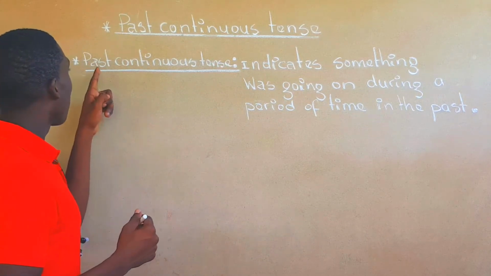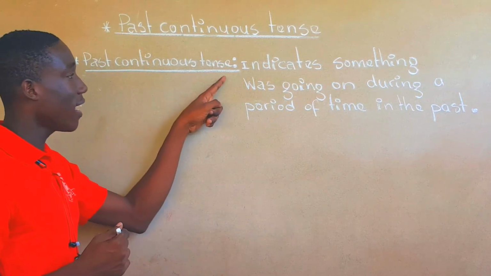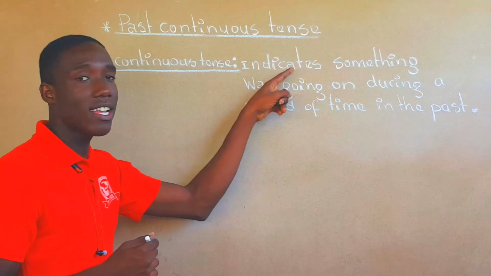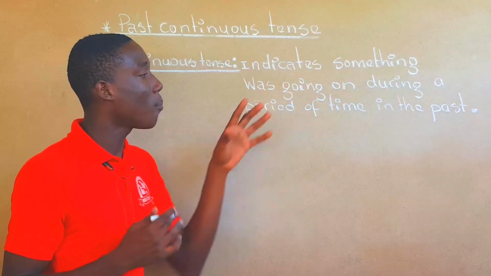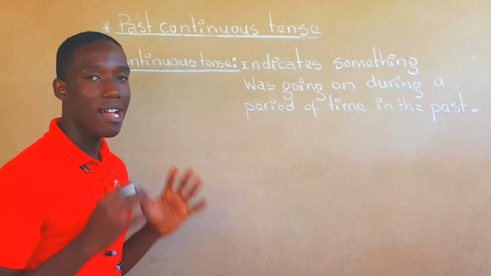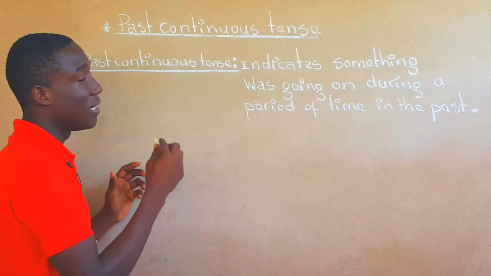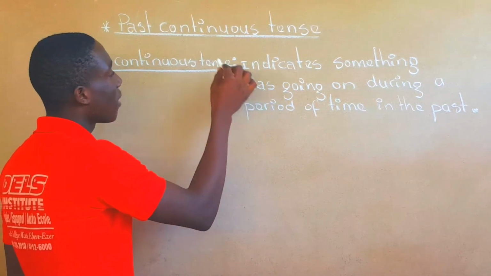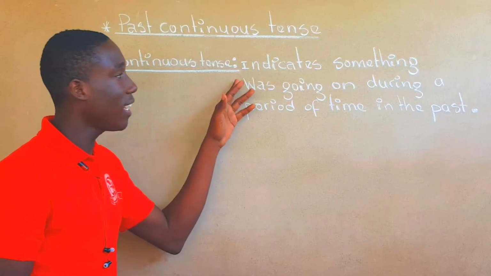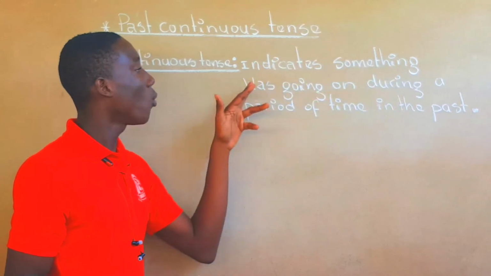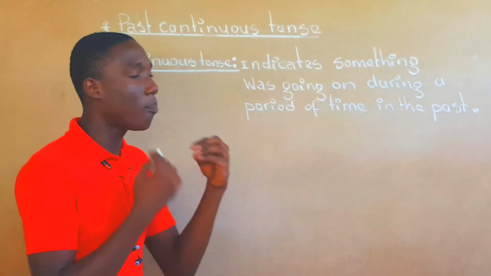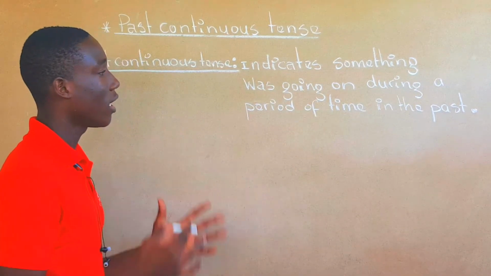Okay? Past continuous tense indicates something was going on during a period of time in the past. Let me say again for you. Past continuous tense indicates something was going on during a period of time in the past.